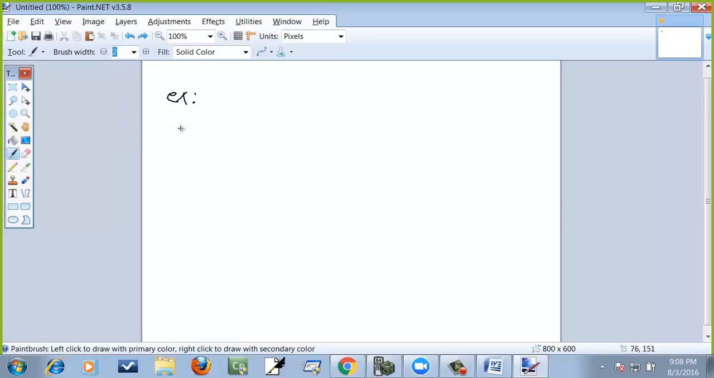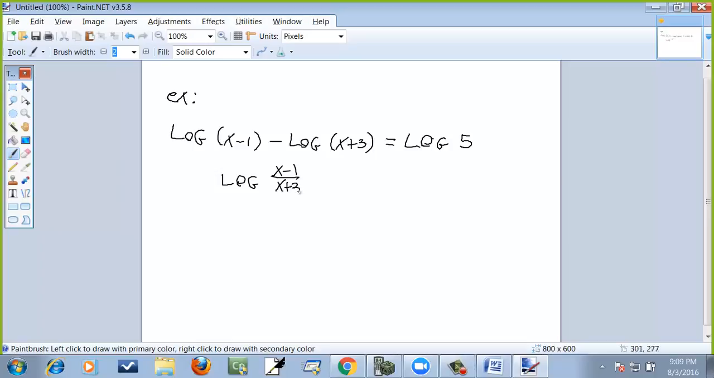Okay, let's say I have this problem. Log of x minus 1 minus log of x plus 3 is equal to log of 5. If everything has a log on it, there's a shortcut that says you're going to use properties of logs to get a single log on both sides. Well, over on the left side, we have log of something minus log of something. Subtraction becomes division. So this becomes log of x minus 1 over x plus 3 is equal to log of 5.